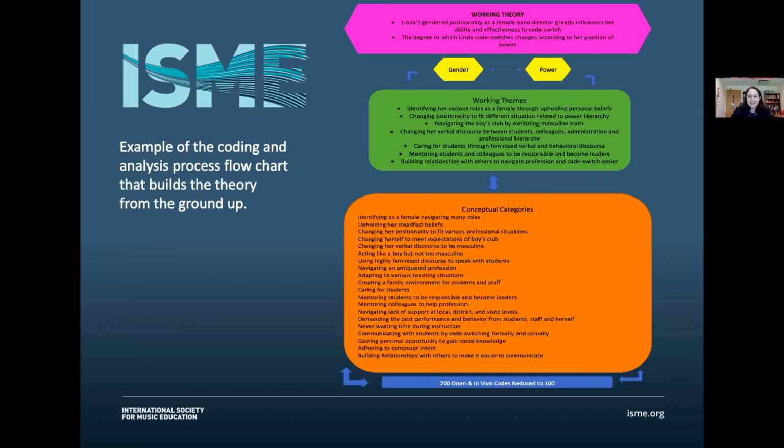I reduced them because I saw many of them overlap into 100, which then I was able to place into about 18 different categories. And if you look at the categories, you'll see a lot of INGs all the way through. So that's part of that gerund of the coding process. Within that became working themes, and then the themes turned into 2 intersecting ideas that helped me develop a working theory about how code switching manifests.